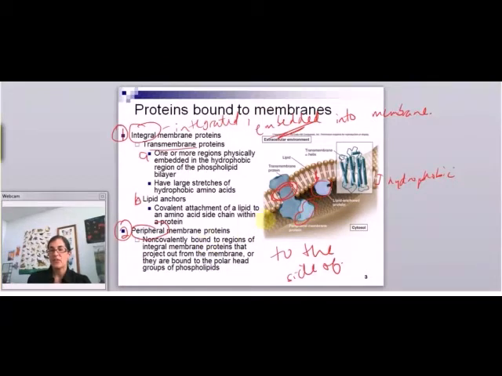Peripheral membrane proteins are like this one pictured here. It's hanging out near the membrane, but notice that it doesn't actually enter the membrane. So because it does not actually enter the membrane, it does not need a hydrophobic area. So it will somehow be near the membrane, but does not have to interact with the hydrophobic area.